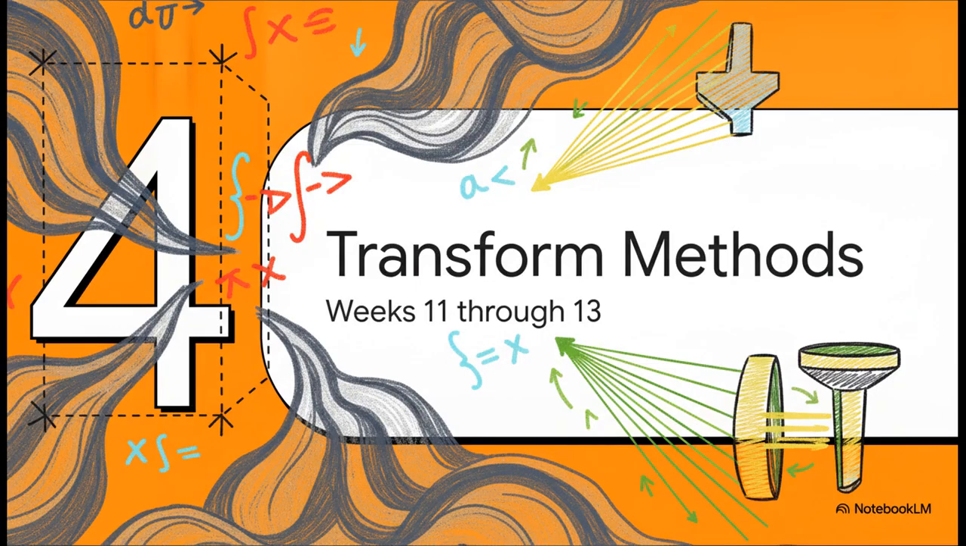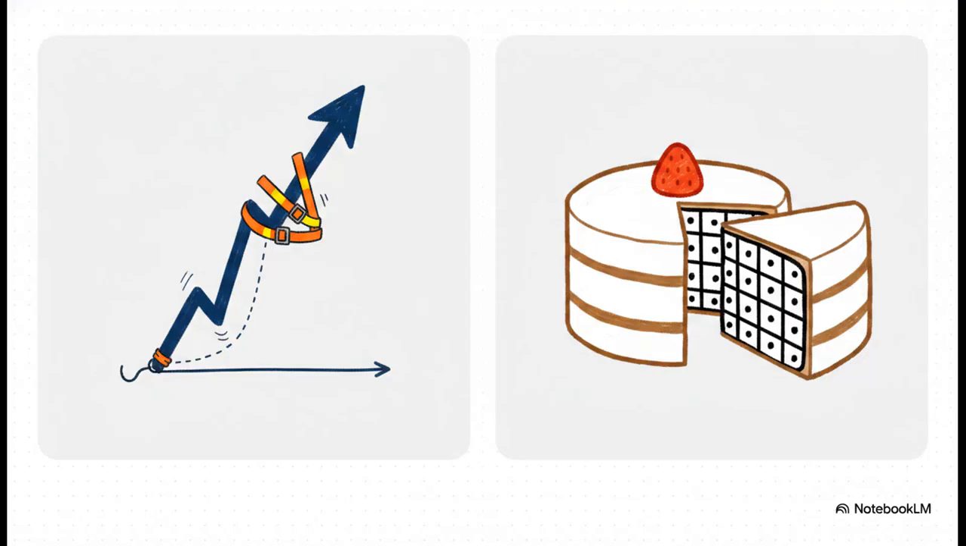Moving into Part 3, Transform Methods, weeks 11 through 13. So, how exactly do engineers handle unruly or exponentially growing signals that standard Fourier analysis simply cannot cope with? The answer is transforms. The Laplace transform effectively adds a mathematical safety harness to continuous signals so we can analyze exponential growth without the math just totally blowing up. And then we have the Z-transform, which is its discrete time twin. This one evaluates stability by taking a slice through what they call the Z-plane cake. These transforms are absolutely essential for real-world applications. Think of keeping a drone stabilized in midair or coding slick digital audio effects.